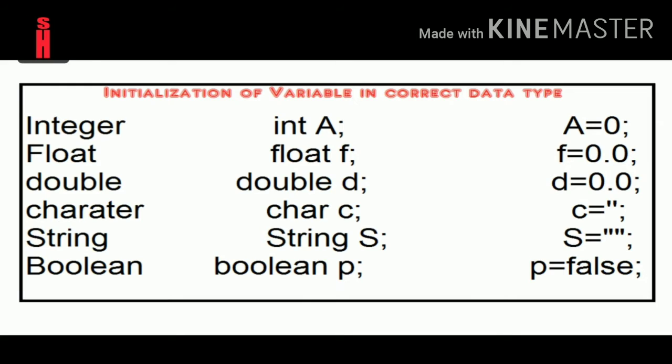Now moving toward the fourth data type, that is character. Character data type is written as char in a program. We have declared a variable of it, that is c. The character variable has the default value of simple inverted commas without any alphabet between them. So the user has to declare an alphabet between the inverted commas.